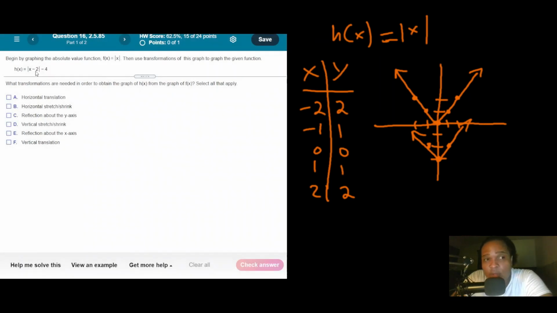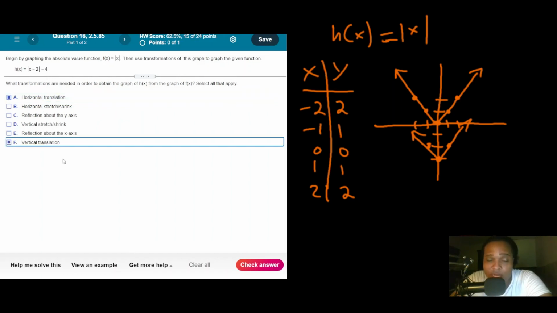Okay, what do we have inside? -2. So we're going to go 2 to your right. And outside changes your y. We're going to go down 4. So we're going to do a horizontal translation because we have something going on inside affecting our x's. And outside, we're going to do a vertical translation as well because it affects our y's.